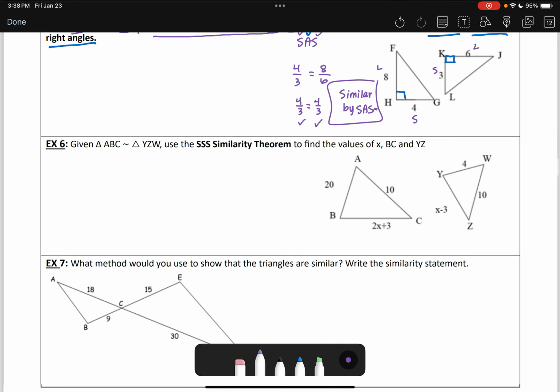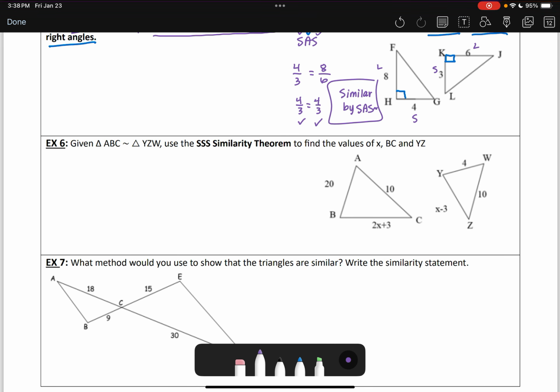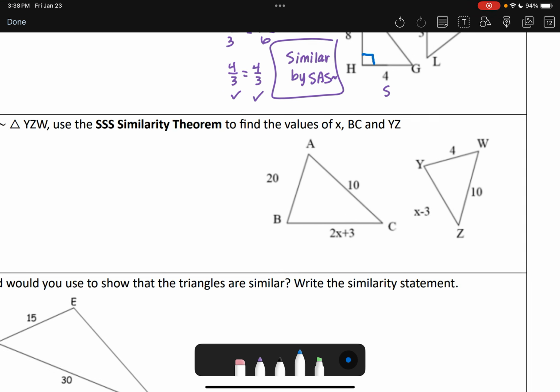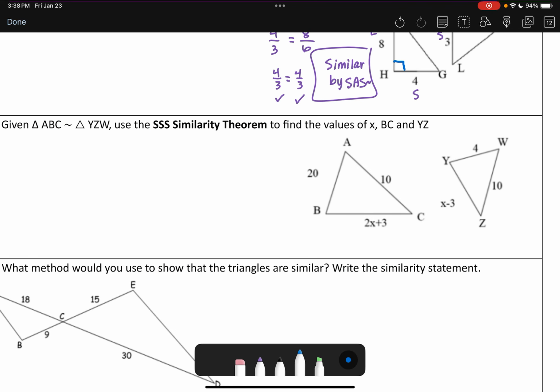Now, here we have given triangle ABC is similar to YZW. Use the side-side-side similarity theorem to find the values of X, BC, and YZ. So if we look at what we have here, they gave you the similarity statement. So we were looking at finding X, BC, and YZ. Well, BC has X in it, YZ has X in it. We got to start with X.